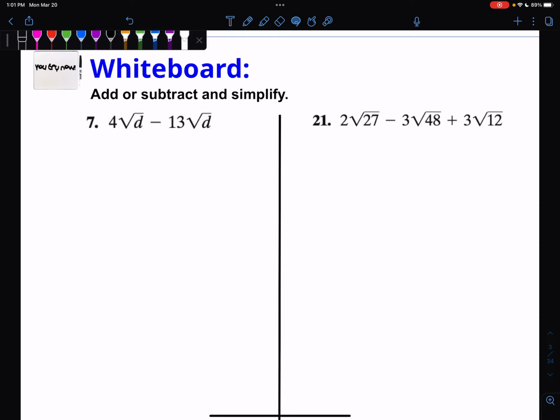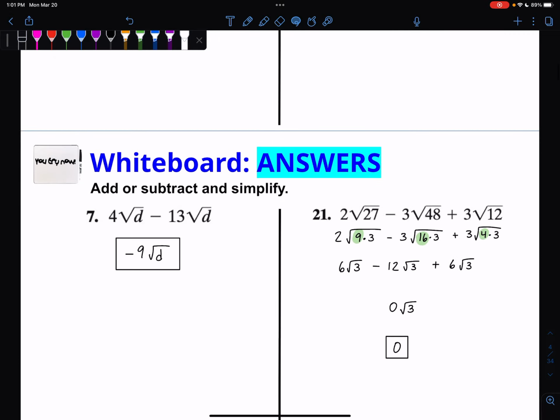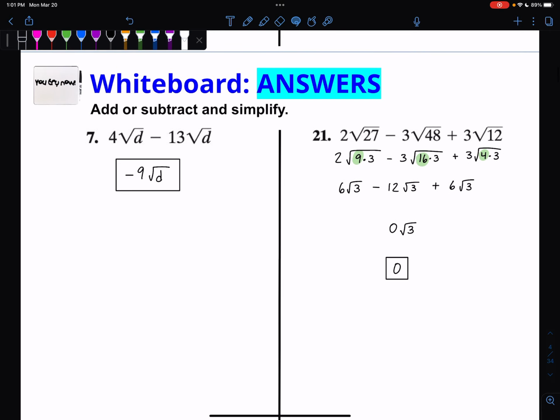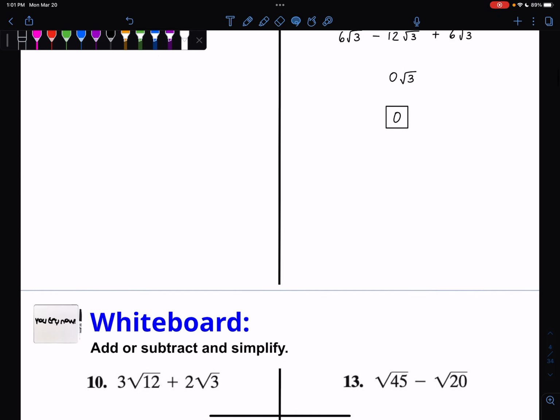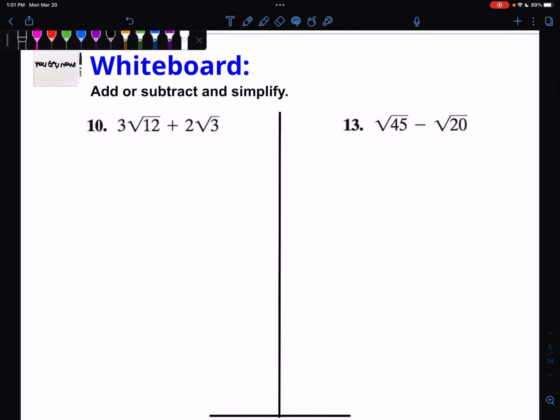Thank you so much for coming back. I'm going to show you the answers to these two problems. Okay, here are the two answers to the two problems. On the left side, you just needed to combine the 4 and the negative 13. On the right side, you had to reduce each of those radicands, and you combine them, you end up with a 0 root 3, which is really just 0 times square root 3. So it's 0. Everything cancels out, which is kind of nice. You get a 0. All right, we're going to try another set. Go ahead and pause and start working.